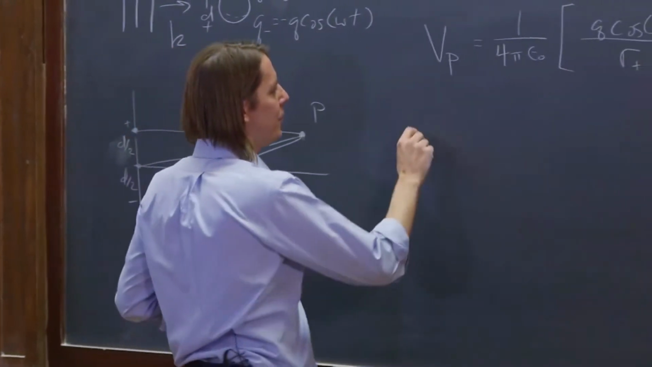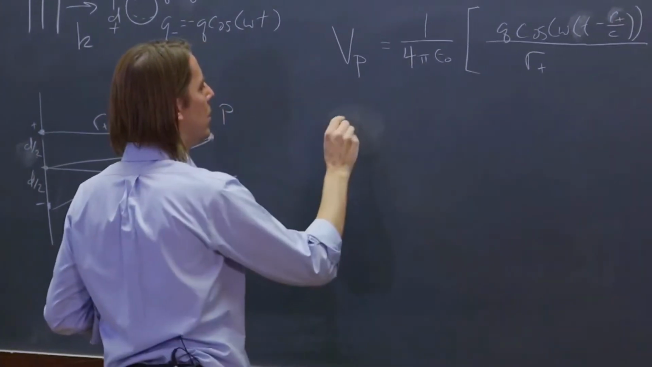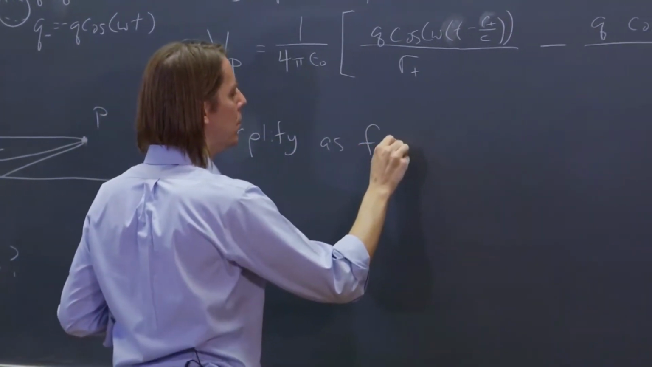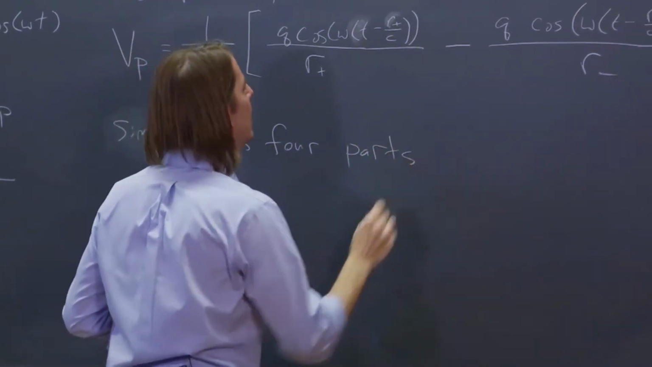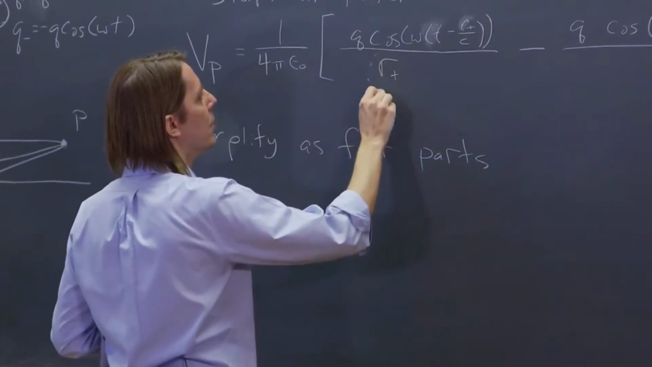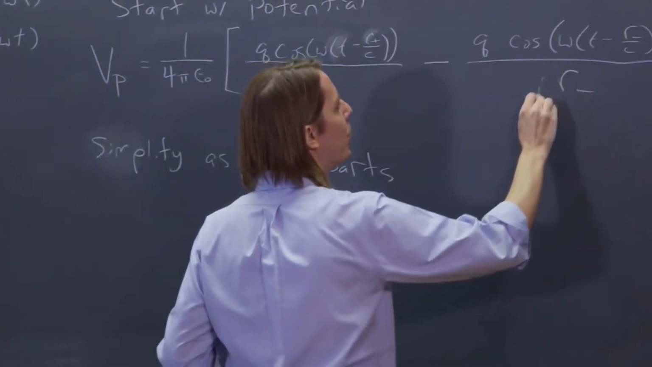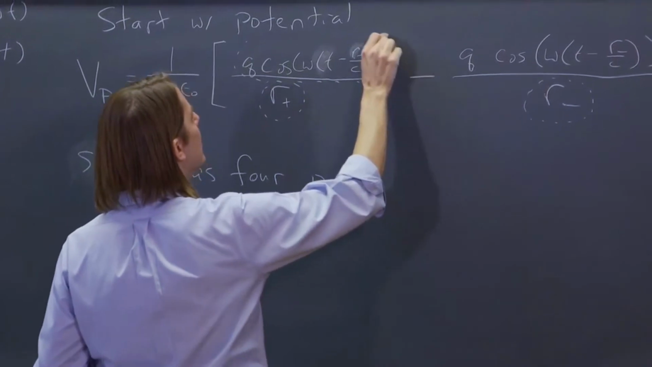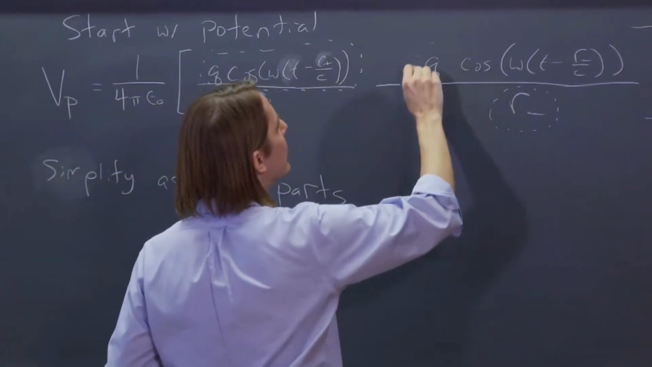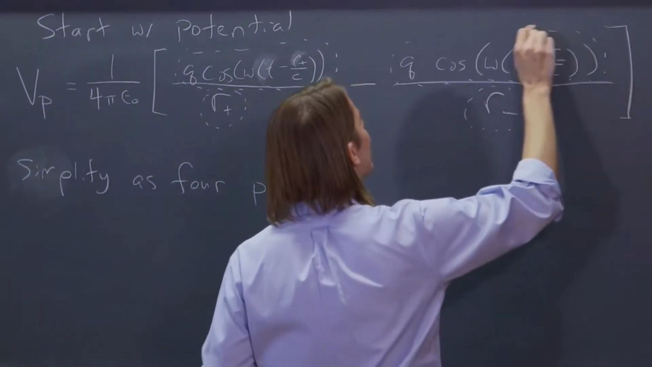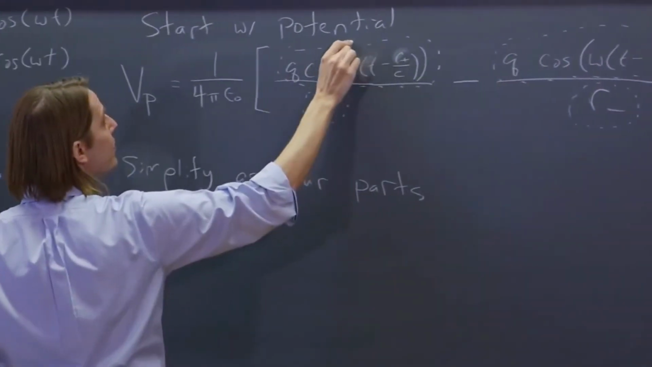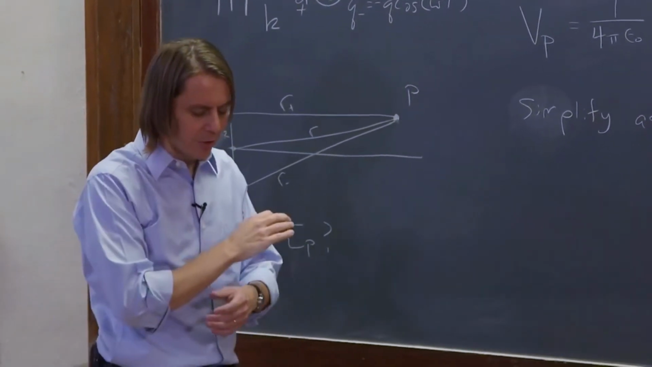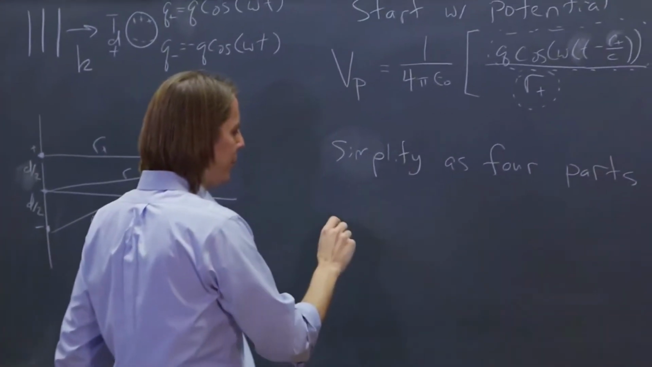So we're going to simplify the 4 parts. And those 4 parts are 1 over r plus, 1 over r minus, the q cosine term, the q r plus cosine term, and the q r minus cosine term. We're going to simplify those independently and then stick them all back together. Okay, so let's do r plus first.